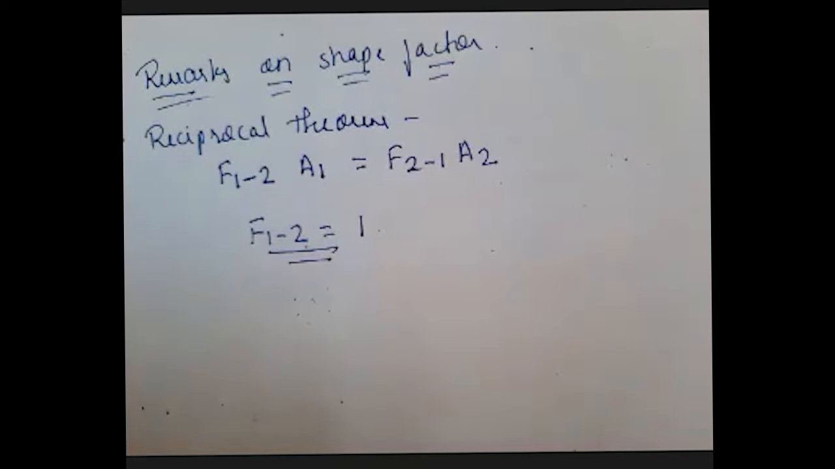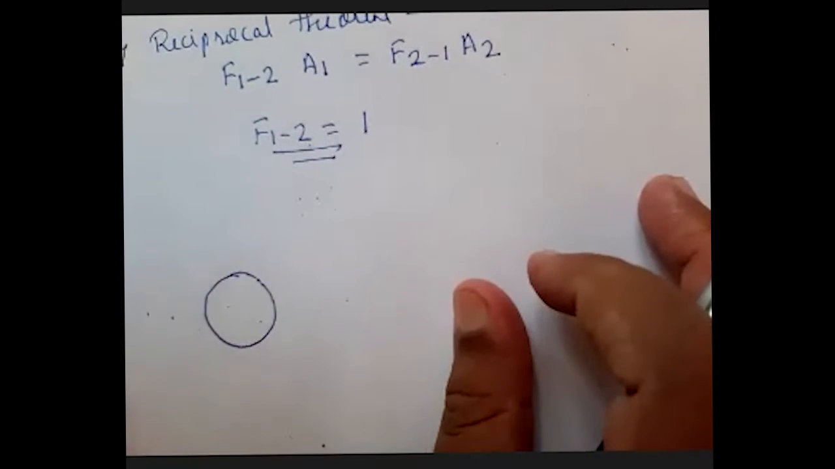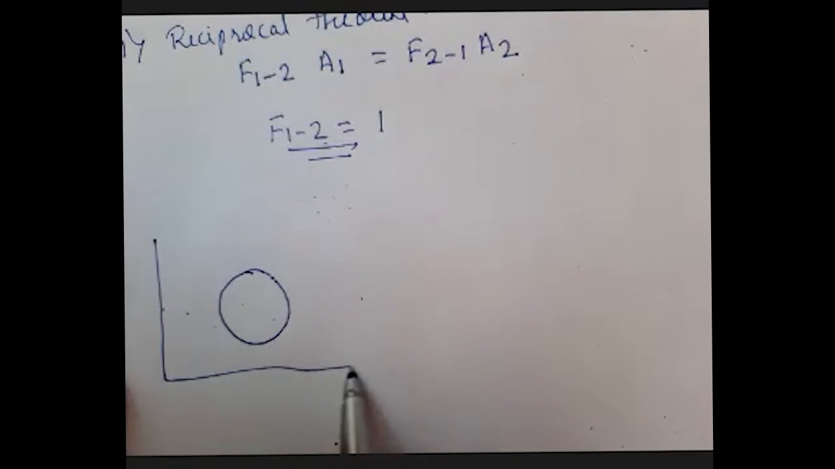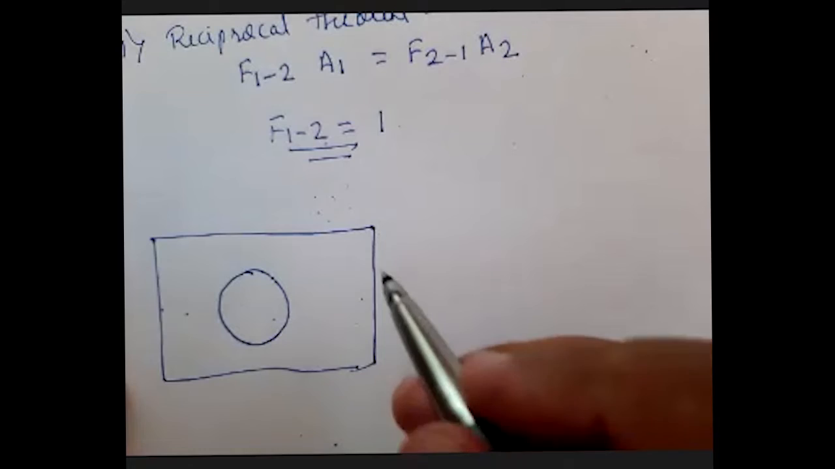Say for example, I have a convex surface like this, and this has been covered up by another surface. It has been enclosed by another surface 2.